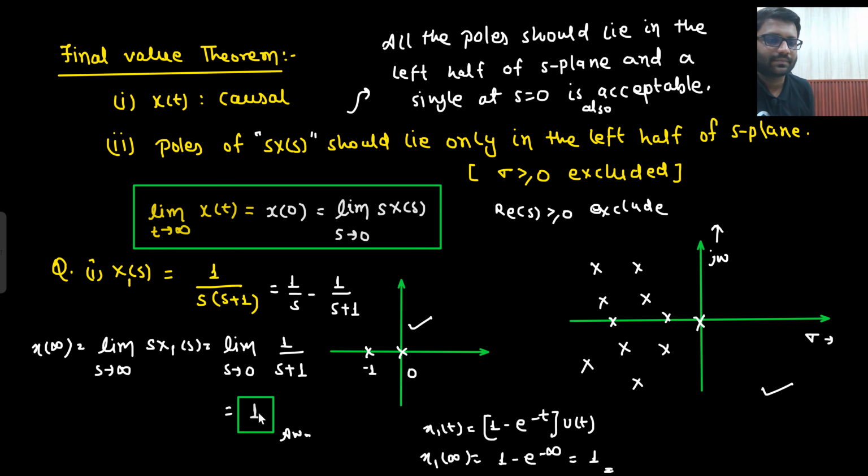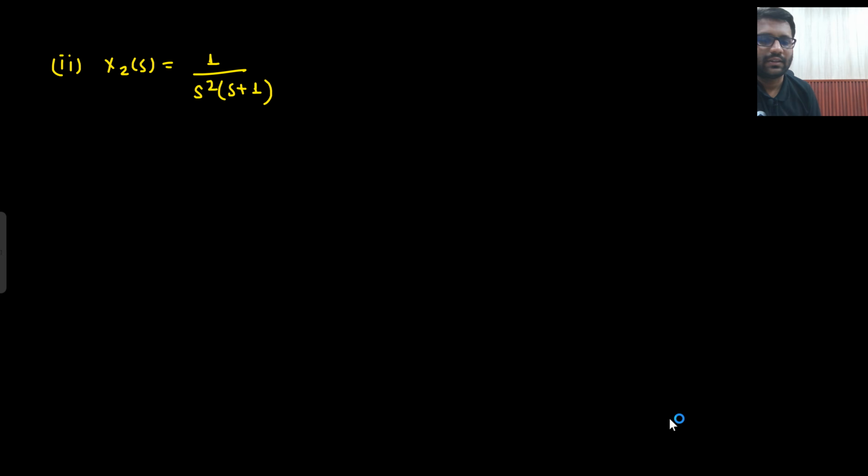Final value is 1. So here you draw the pole-zero diagram and you get to know that one pole at the origin is accepted and the rest of the poles are in the left half of the s plane. So your job is done. Okay. So you can find out the final value like this. Let's go for this one.